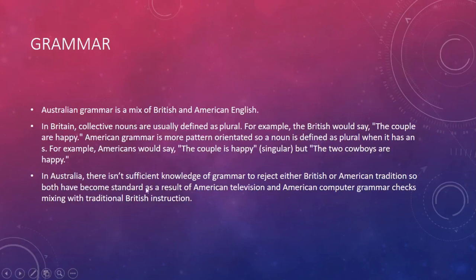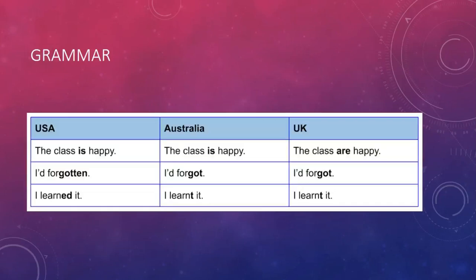So in Australia, the problem is there is no sufficient knowledge of grammar and rules of language and all. So they did not reject either British or American traditions. And you can actually see that education and all that is done according to the British variety of English. Whereas television and computer games and computer grammar checks and all, it's all done in American English. So we can actually see a mix of British and American English grammar in Australian English.